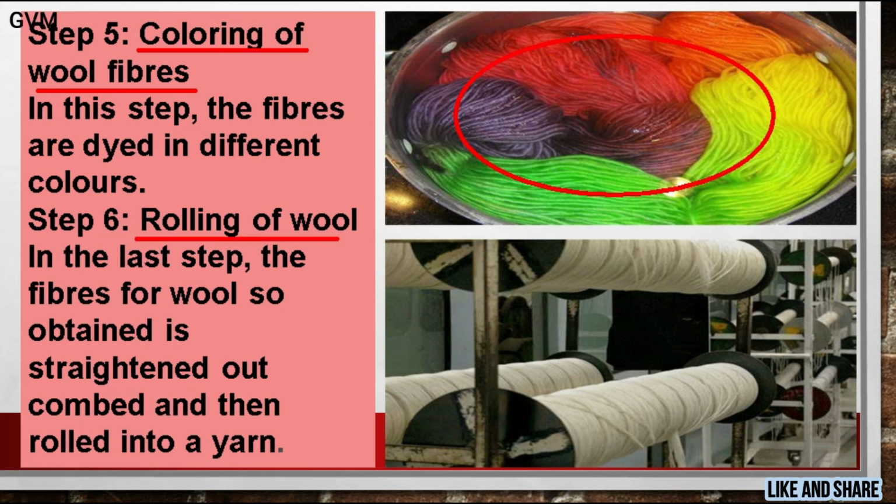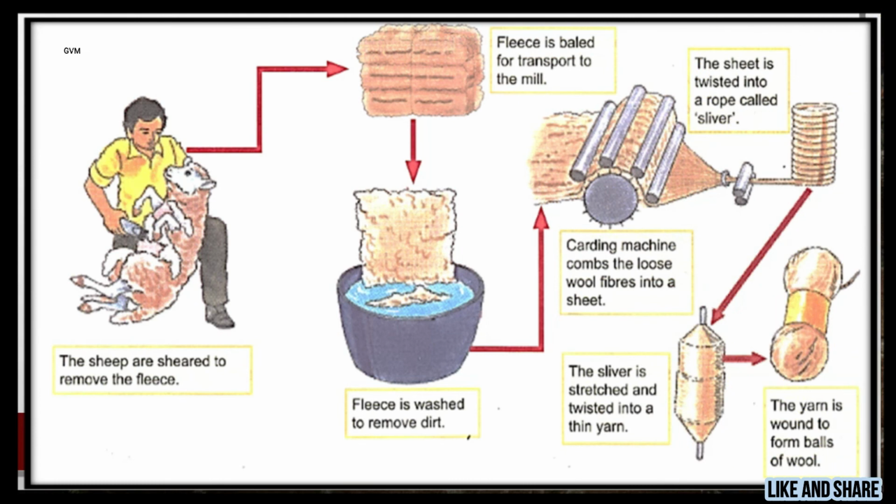Now students, this is the last step of obtaining wool from fleece, and in this step the wool fibers so obtained are straightened out and combed, then rolled into yarn as shown in the figure. And that's how ultimately the fine quality of yarn is obtained from the fleece of sheep. Now students, as you can see here, this is the overall process of obtaining wool from shearing to rolling.